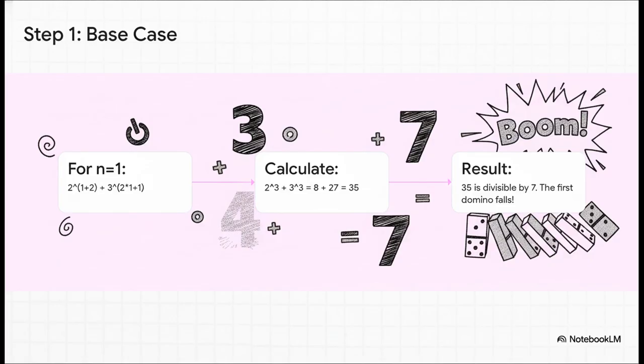We get 2 to the power of 1 plus 2 plus 3 to the power of 2 times 1 plus 1. Okay, so that's 2 cubed plus 3 cubed, which is 8 plus 27, giving us 35. Now, is 35 divisible by 7? You bet it is. Boom, the first domino has officially toppled over.